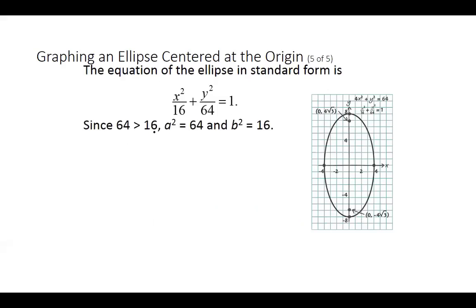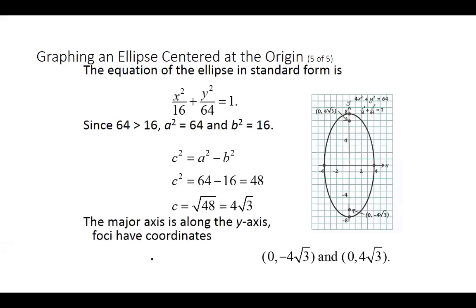Since 64 is greater than 16, your a squared would be equal to 64, and your b squared would be equal to 16. You can solve for a and b, and c squared is equal to a squared minus b squared. You can solve for c, and c would be square root of 48, or we can reduce it to 4 radical 3. The major axis is along the y-axis, and the foci have coordinates of 0, plus and minus 4 radical 3, as you can see on the graph.